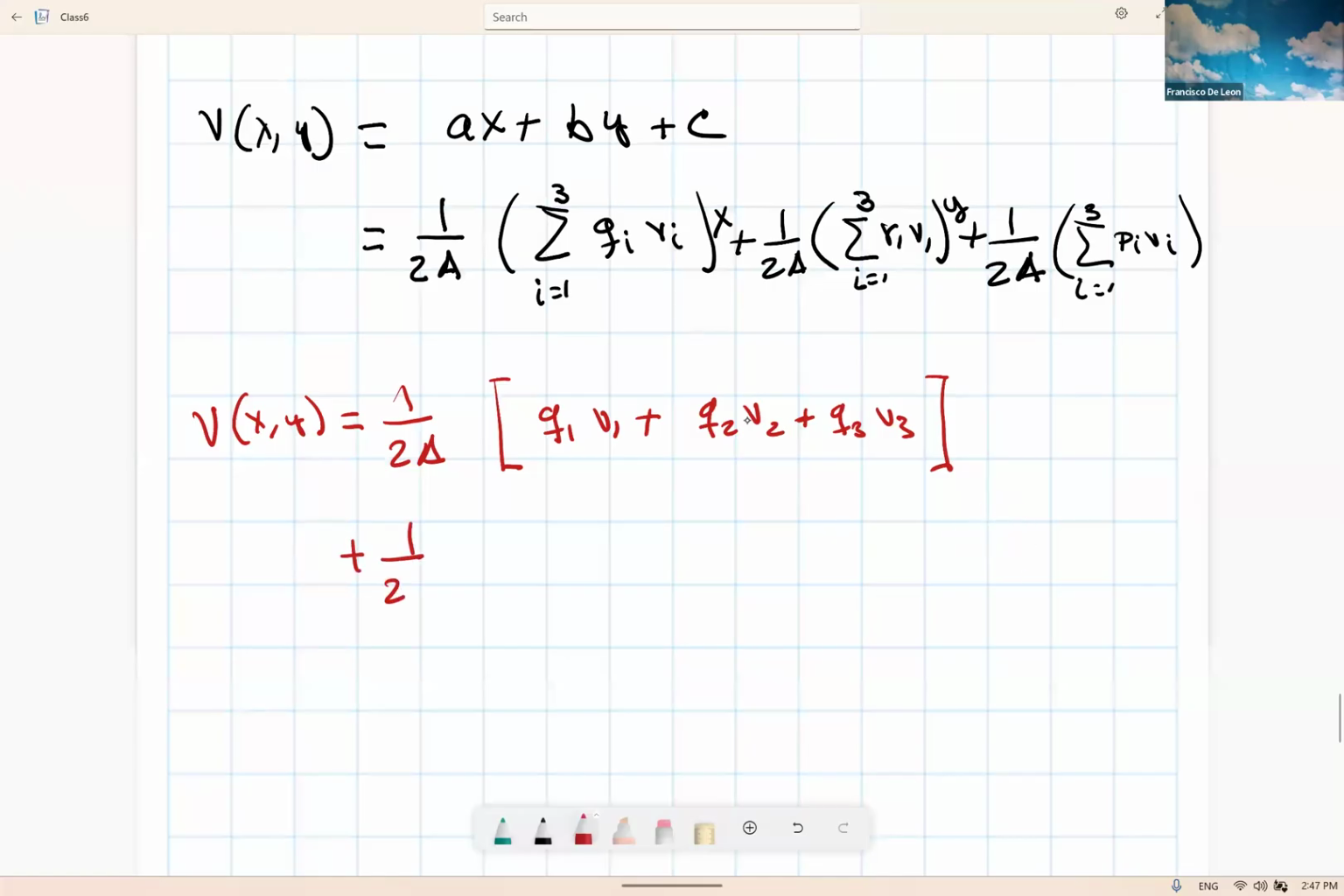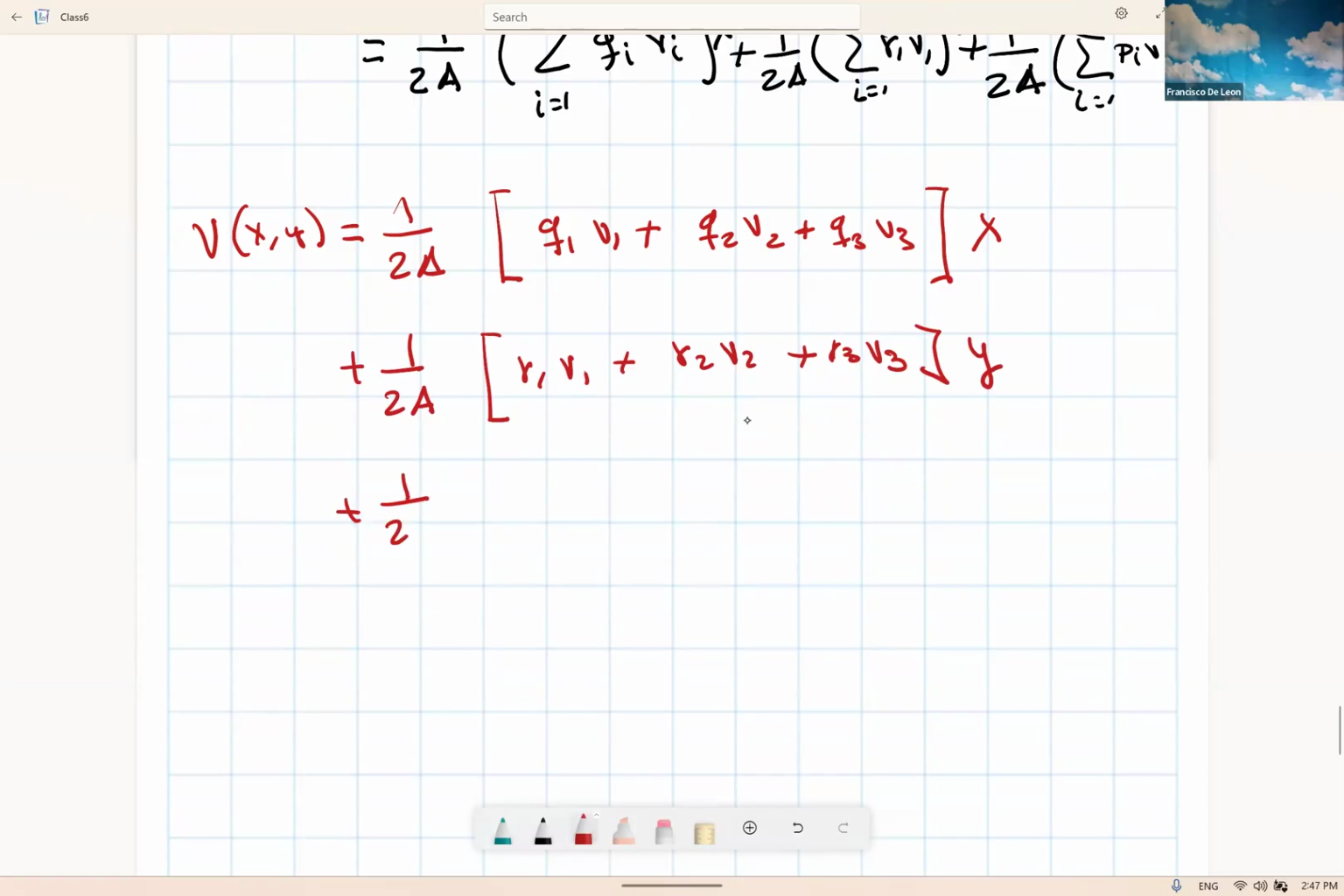Plus 2 and X. Yeah. Then I will have R1V1 plus R2V2 plus R3V3 Y plus 1 by 2A P1V1 plus P2V2 plus P3V3. That's it. So now I am going to separate. I don't like the fact that I have the X and Y, but let me see.